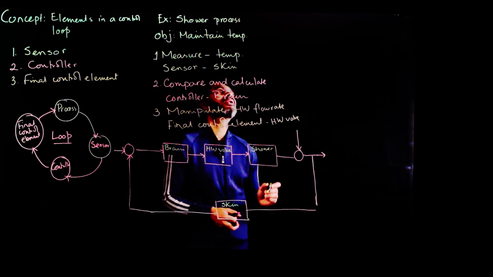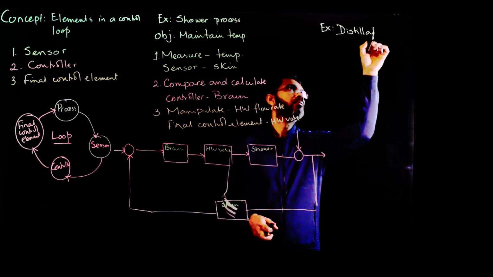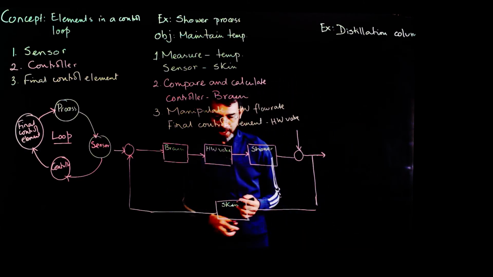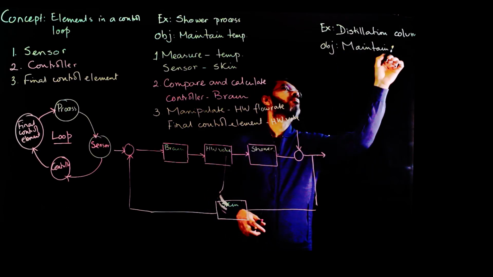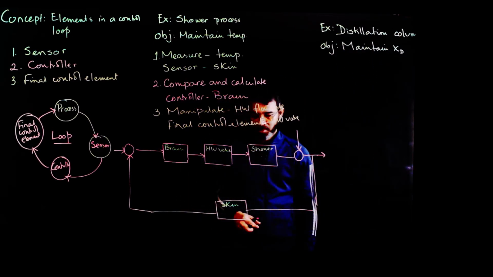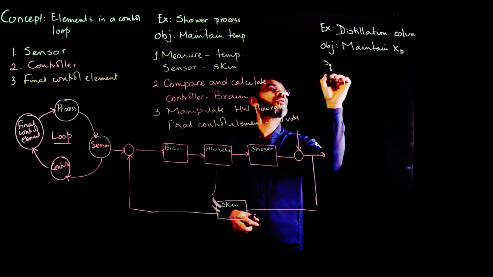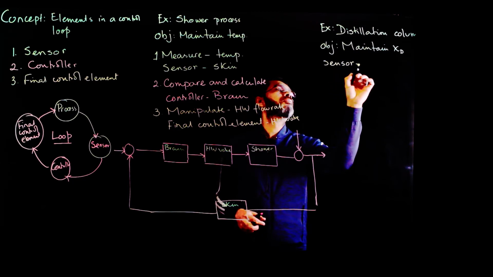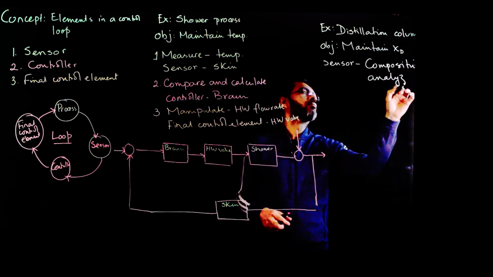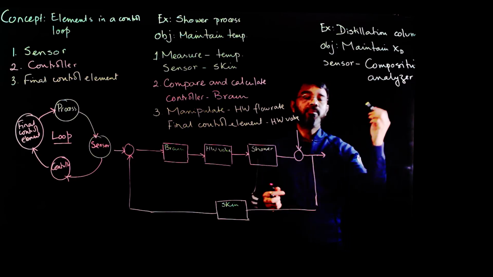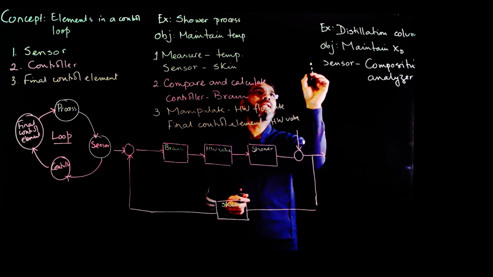Now let's take a second example, which is a distillation column. Now suppose for the distillation column one objective is to maintain the top composition XD. Now how is it maintained? So first, what is the sensor here? We need a sensor. It can be a composition analyzer. It can also be that composition is measured indirectly by measuring temperature.